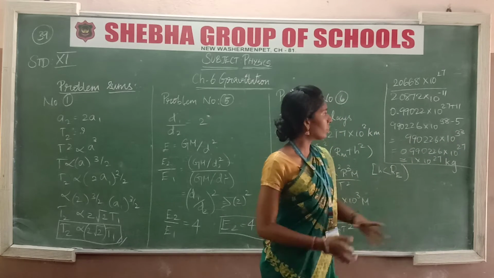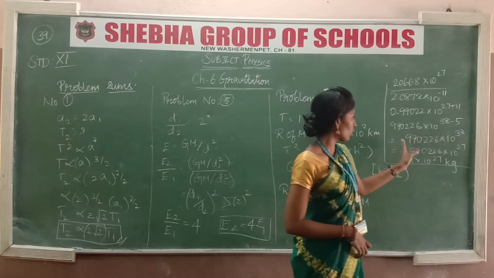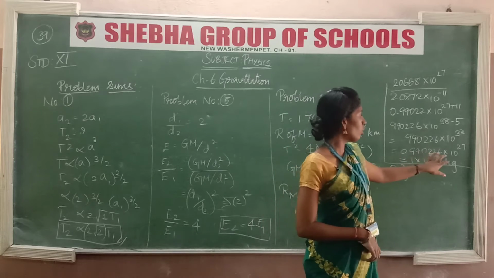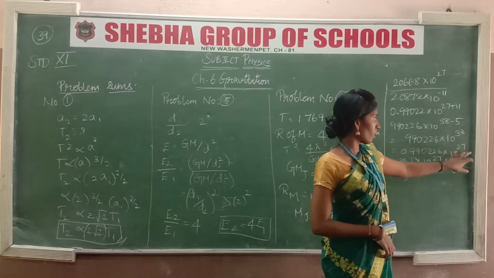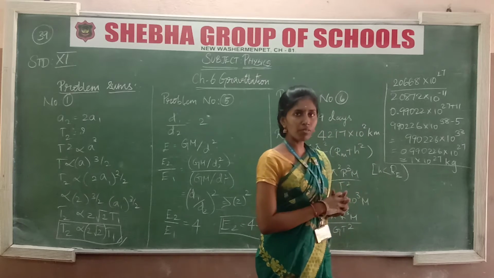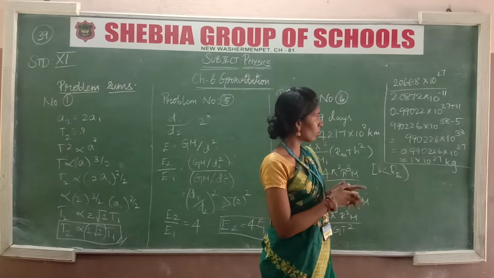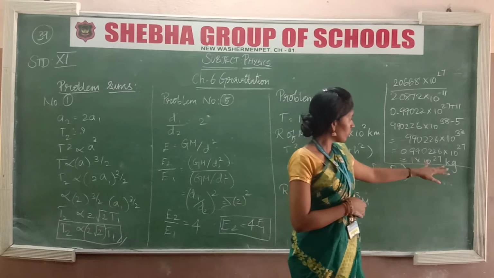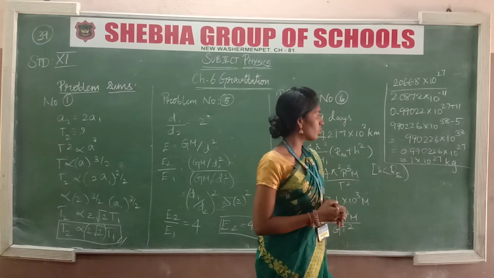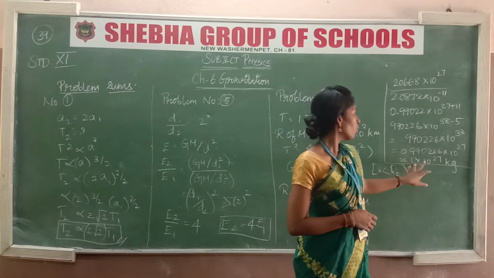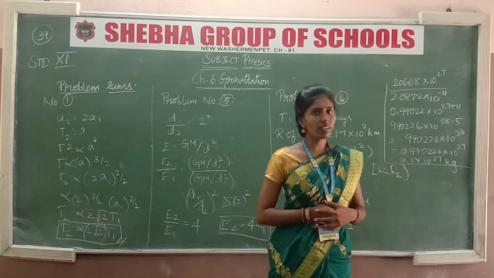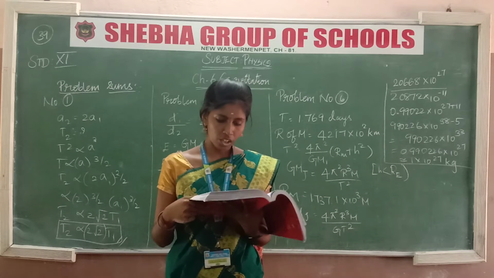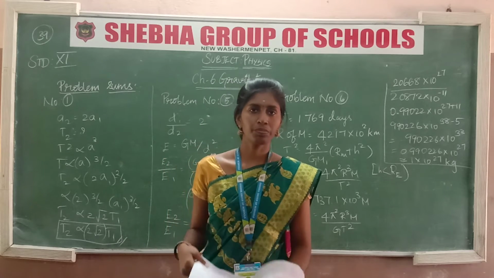So again, for the power of 10, we cancel out and place the point. So when we place the point, we get 0.990226 into 10 to the power of 27. Okay, so that 5 which we added, we subtract it. So after subtracting, we take 27. So the final value is directly equal to 1 into 10 to the power of 27 kilogram. Okay, so it's the total mass of Jupiter. Okay, so it's the final value.